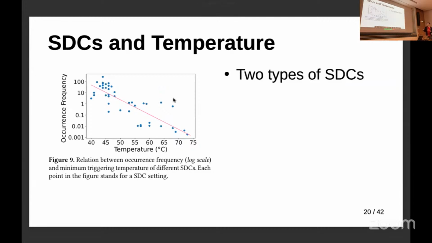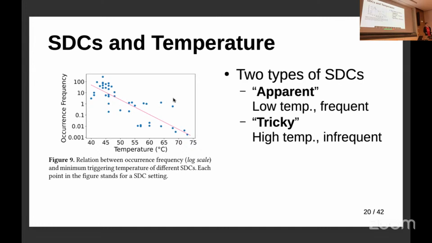Based on this observation, they basically distinguished two different kinds of silent data corruptions. They find that there are so-called apparent SDCs, which start occurring at a very low threshold temperature and occur very frequently, and tricky SDCs, which require a high temperature before they start to occur, and even then they are typically fairly infrequent.